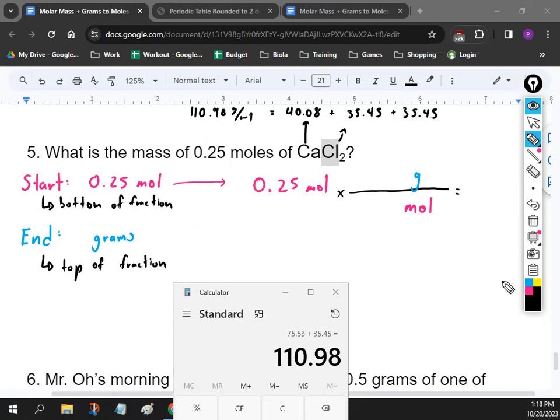All right, now what we're going to do is take the molar mass right here and plug it into our fraction. Now, 110 is next to grams, right? Where's grams on this fraction, top or bottom? The top. So we want to put the grams on top this time because that's where grams is. And then it's 1 mole, so we put 1 on the bottom.